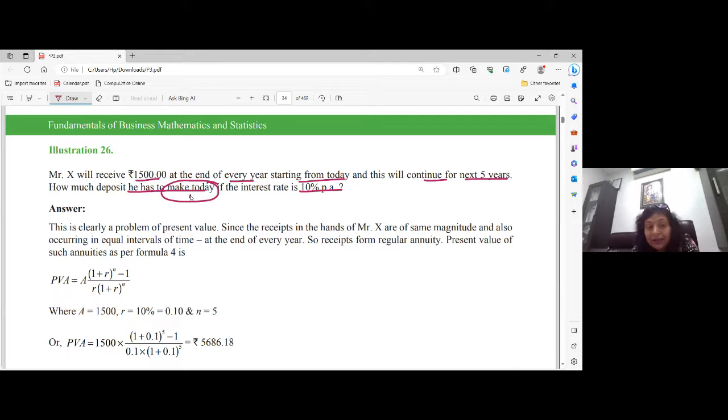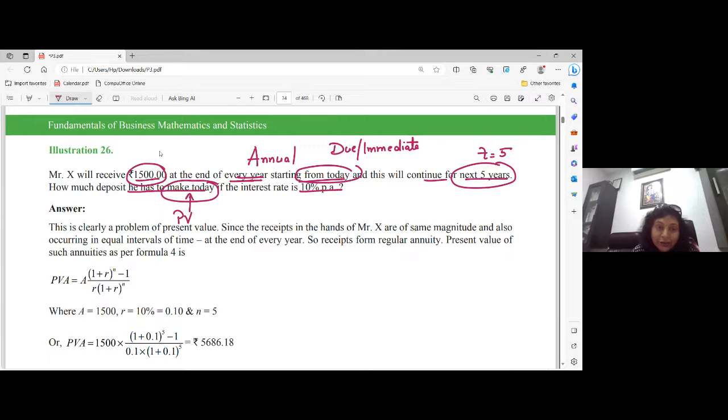So today means you have to find out present value. Whenever they ask what you have to deposit today, that means present value, so that you can get 1500 at the end of every year. That means the annuity is annual. Starting from today means this is called annuity due or immediate. So whenever the keyword is starting from today, that is the scenario of annuity due or immediate. And the total time period is 5 years.